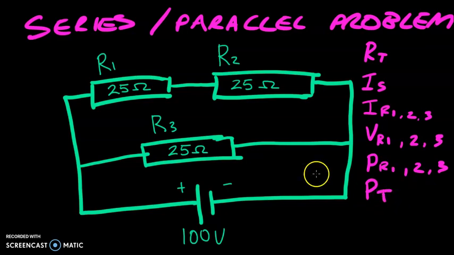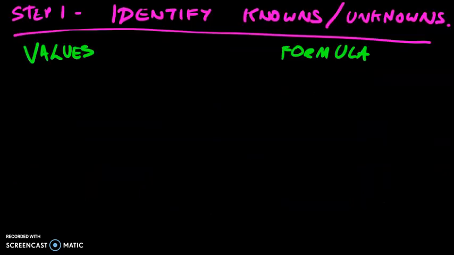So looking at what we've been given to start with, we have VS, our supply voltage, we have our values for R1, R2, R3. It's a DC circuit. We are assuming that the wires have no resistance or that it's negligible. So we're just going to deal with the resistors themselves. So that's our starting point. So let's see how you would look at this.